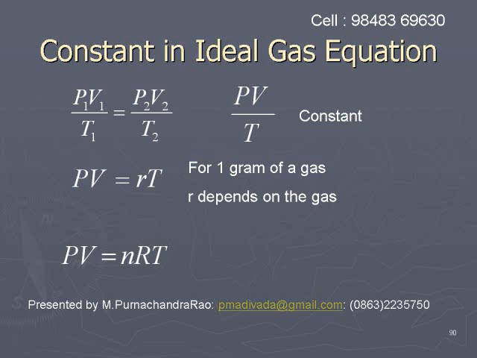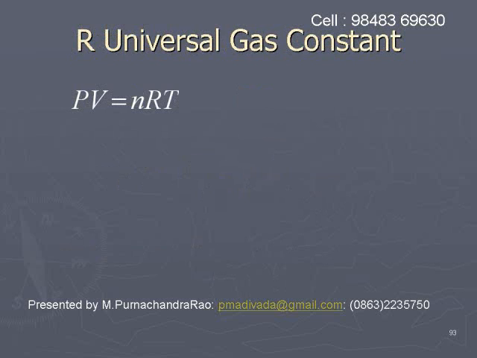Instead of small r, we take capital R. The relation can be taken as PV is equal to N into capital R into T, where N is the number of moles of gas, V is the volume of N moles of gas, and capital R is constant for all gases. It is called the universal gas constant. So, the constant can be replaced either with small r or with N capital R, capital R being the universal gas constant.